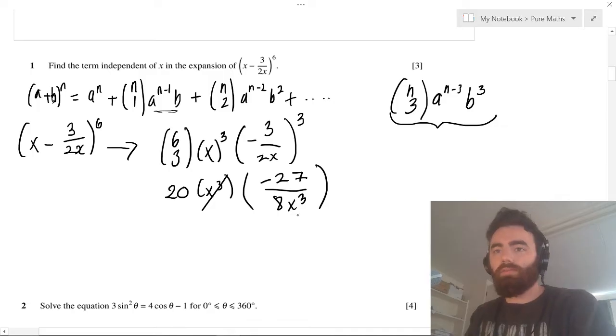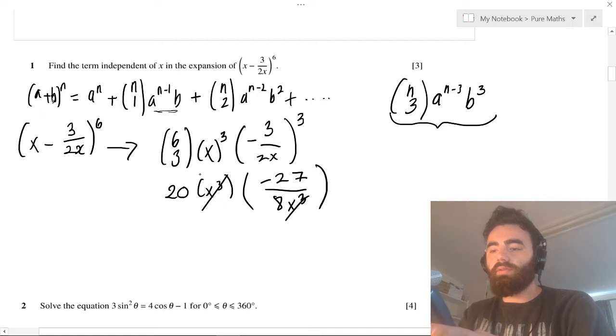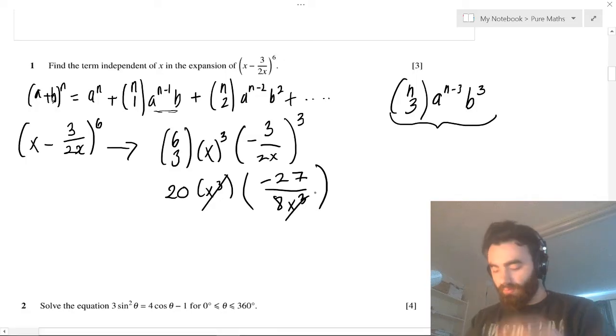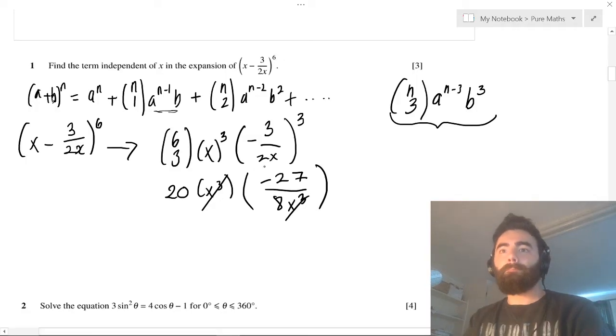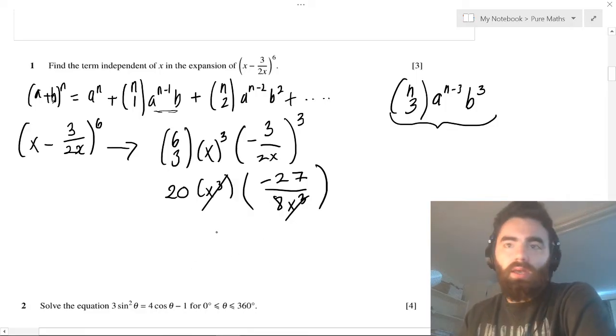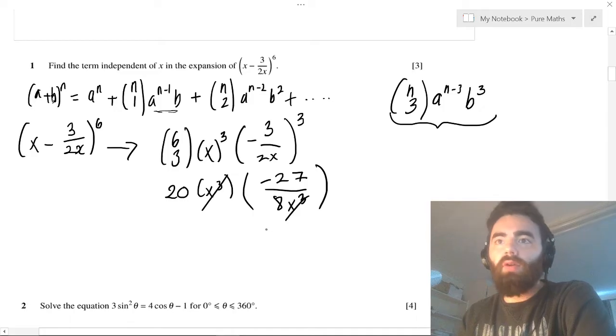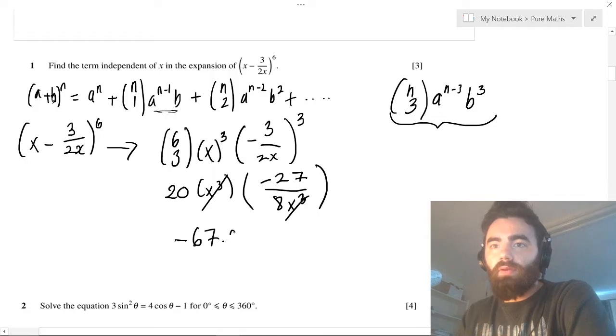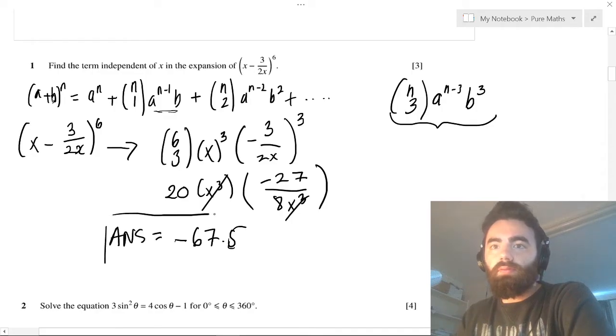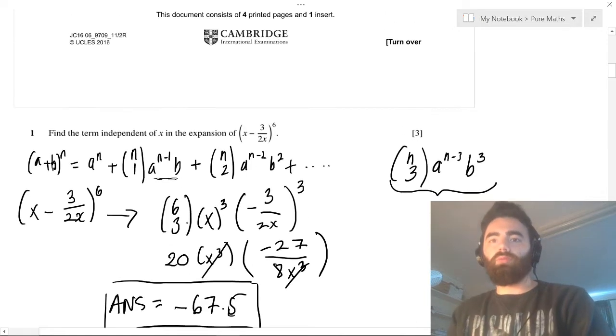Well, you can see that these are going to cancel. So we get 20 times negative 27 divided by 8. Okay, so we get negative 67.5. That's the term independent of x, so that's the answer. So the answer is this. Cool.